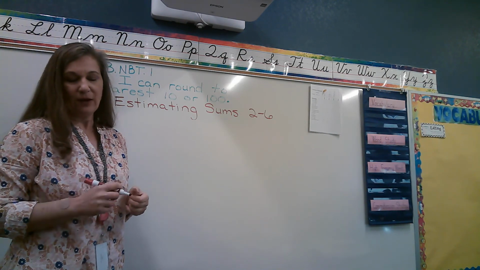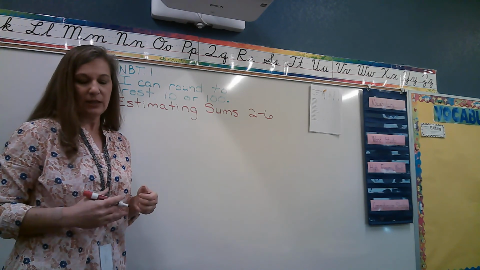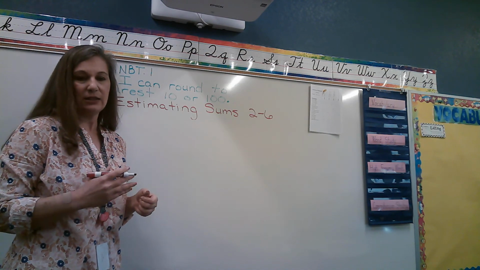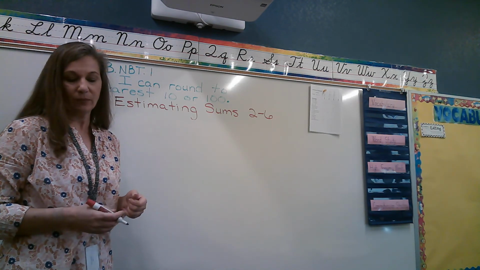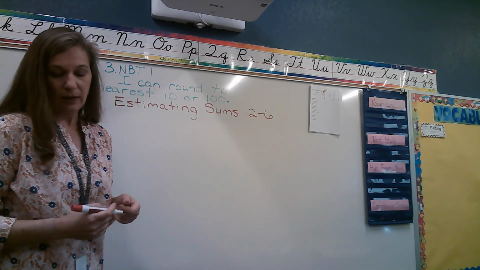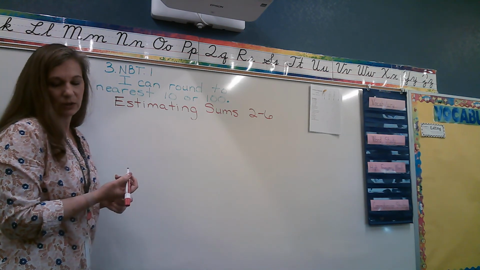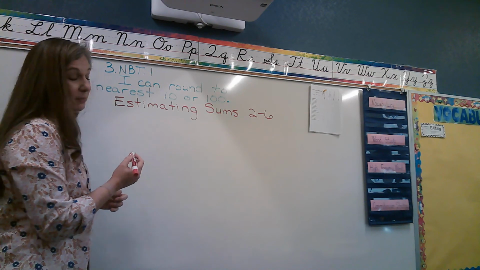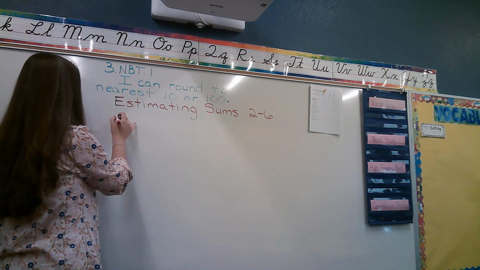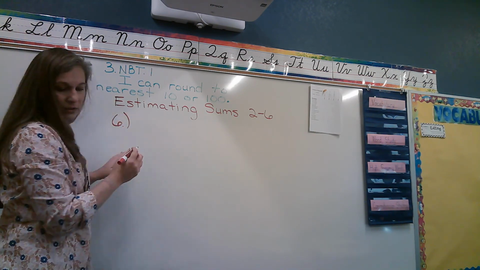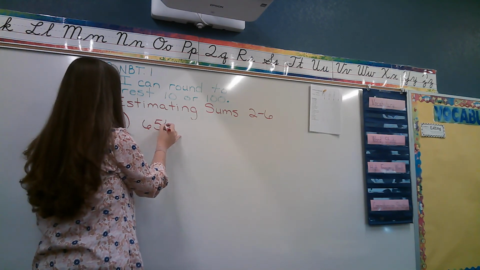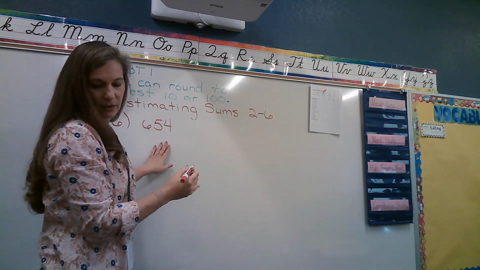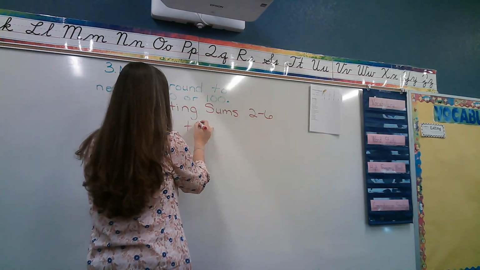But for 5 and 6, if you continue with them, I would continue using rounding to the nearest 100. So if I were to round to the closest 100, I'm just going to quickly do number 6 with you. Number 6 would be 654 and 253.